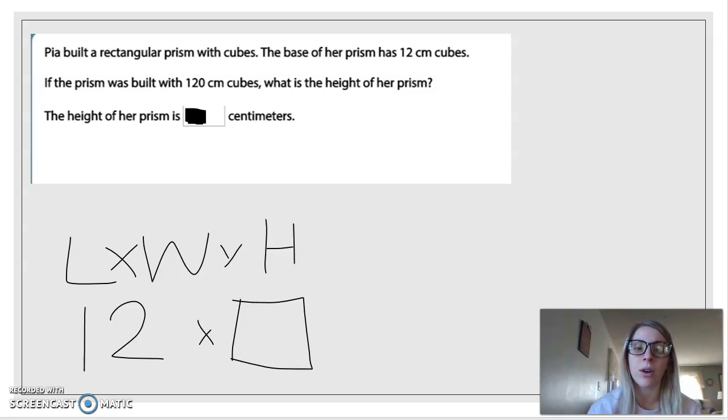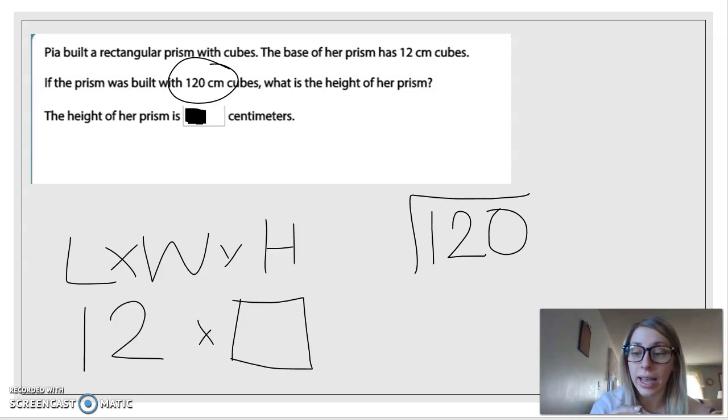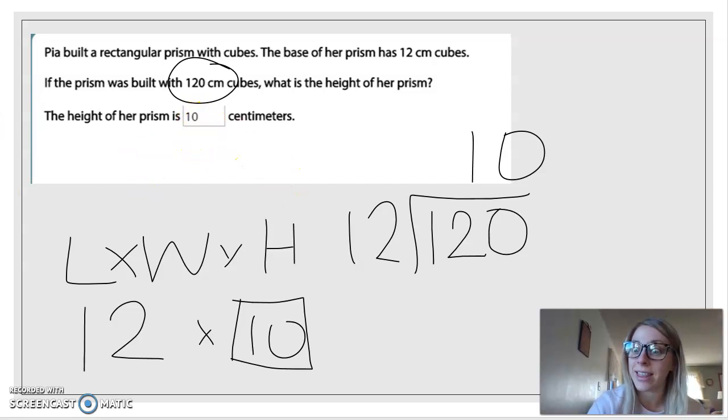The prism was built out of 120 centimeter cubes. What is the height of her prism? So an easy way to figure this out, we know what the total is. So in order to find our last height that we're looking for, all we have to do is divide this, okay? And the answer that we get is 10 for our height. And let's reveal the answer, see if it's correct, and that is correct, okay?